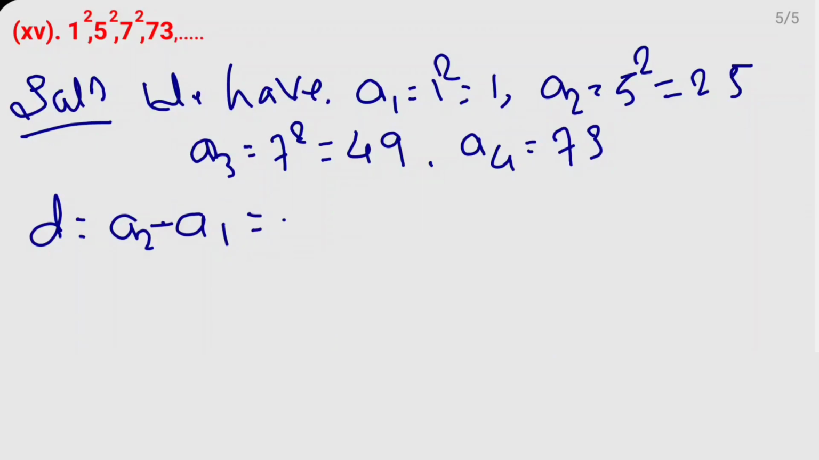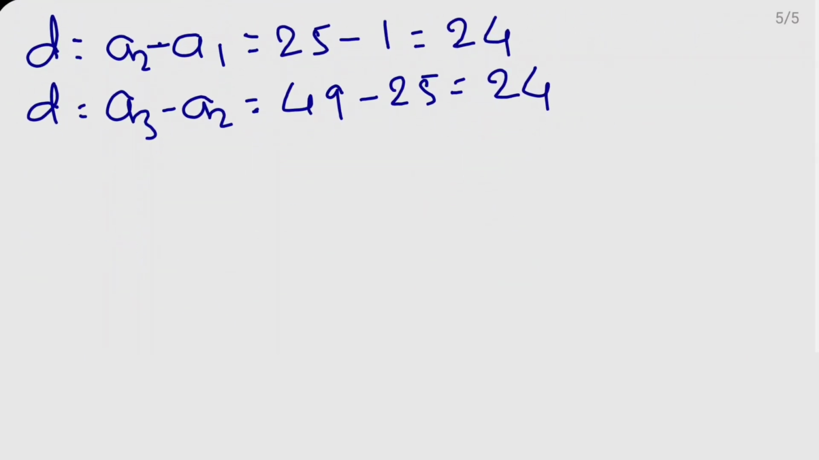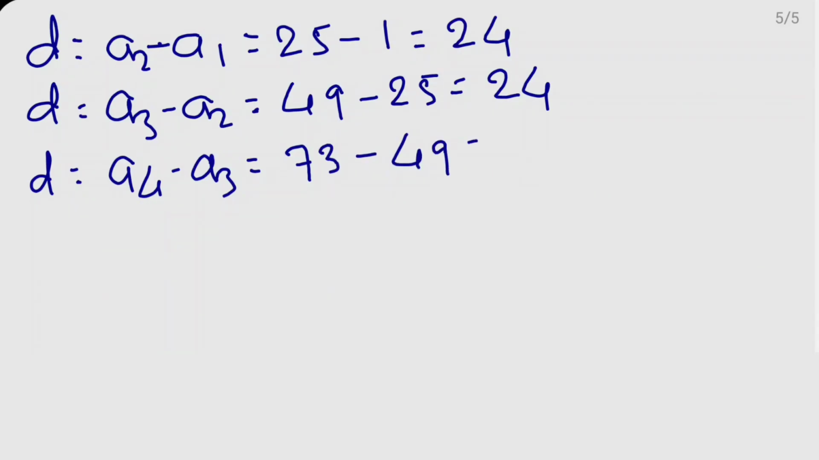So here A2 is 25 minus A1 is 1. Here we got 24. So next D is A3 minus A2. A3 is 49 minus A2 is 25. 49 minus 25 is 24. So now next D is A4 minus A3. So here A4 is 73 minus A3 is 49. 73 minus 49 is 24.